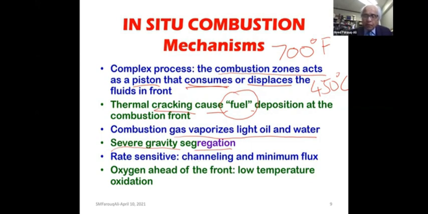The process is highly rate sensitive. The steam is also rate sensitive. And there's such a thing as a minimum flux. You have to have a certain minimum air injection rate, otherwise the front will go out. I'll show you that. And also sometimes air or oxygen will go ahead of the front, channeling in other words. It will cause low temperature oxidation, which is nothing but trouble. So it's a very complex process.